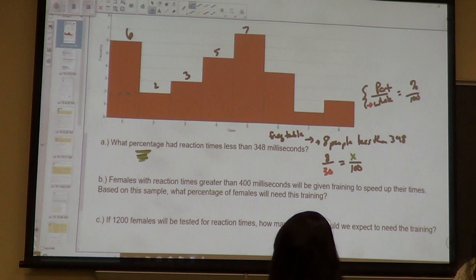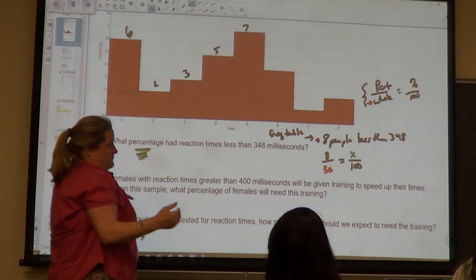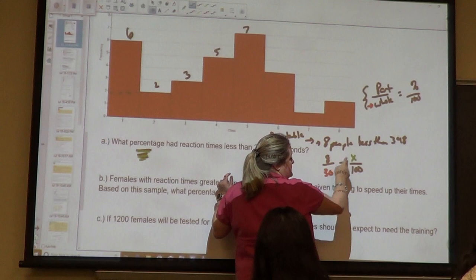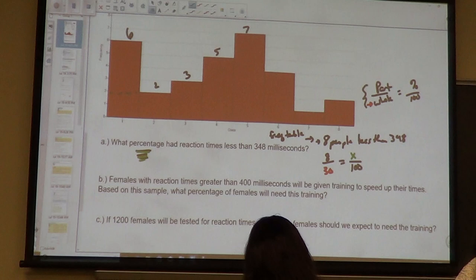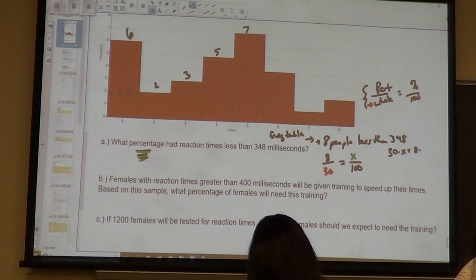Now, what we want to do next is cross multiply. So you multiply the two numbers that are diagonally across from each other. So we're going to do 30 times x and then 8 times 100. So that's going to give me 30x equals 800. And then we're going to divide both sides by 30.